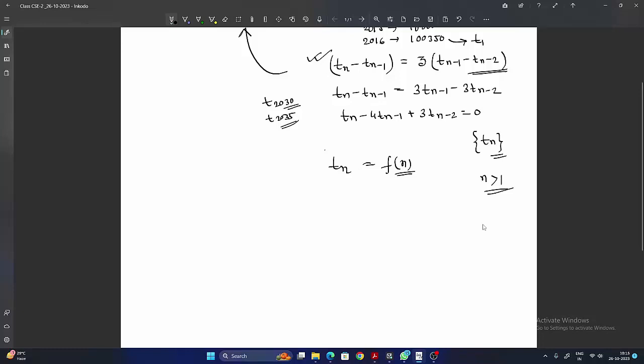Suppose I take Tn and Tn minus 1. Suppose the population in 2021 is taken as Tn. Suppose the population in 2020 is T of n minus 1, and the population in 2019 is T of n minus 2. Then you can calculate the population change in this duration, that is Tn minus Tn minus 1, and the population change from 2019 to 2020. So now you can build one relation for how the population changes.